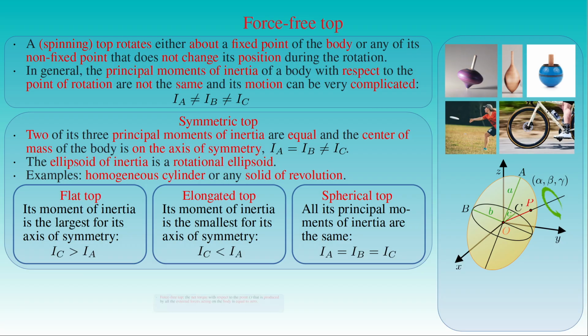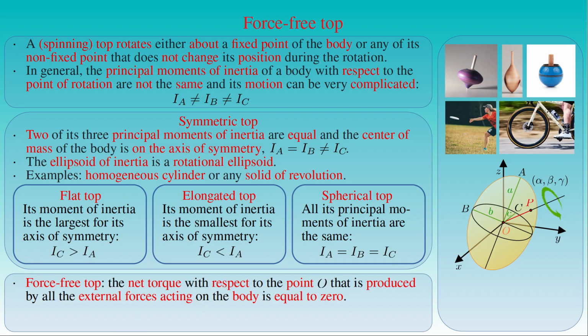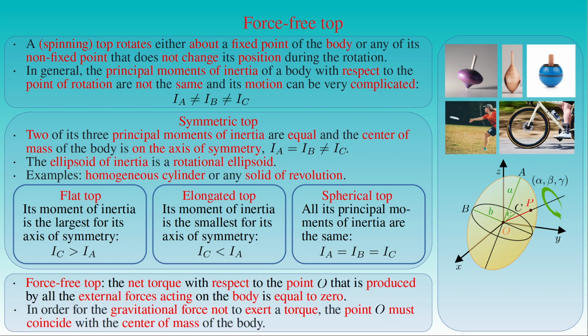In the case of a force-free top or torque-free top, the net torque with respect to the point O that is produced by the external forces acting on the body is equal to zero. In order for the gravitational force not to exert a torque on the top, the point O must coincide with the center of mass C of the body. This can be accomplished for example by properly adjusting the weight that can be shifted on the rod of the spinning top, or by using the cardan suspension or gimbal system, where a set of two or more pivoting rings called gimbals with intersecting axes allow an inner object to remain level or keep its orientation regardless of the motion and the instantaneous orientation of the outer support.